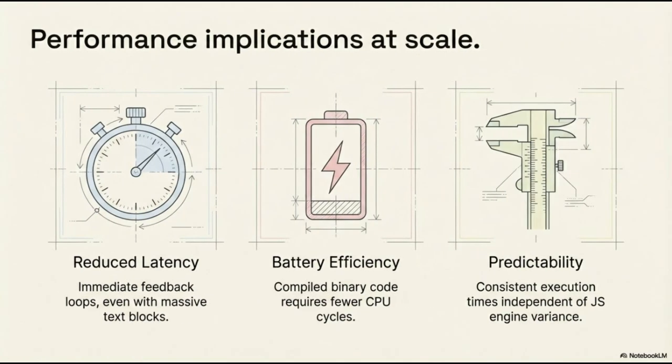When addressing performance implications at scale, we focus on three core areas: reduced latency, battery efficiency, and predictability. First, by prioritizing reduced latency, we ensure immediate feedback loops for the user, maintaining high responsiveness even when dealing with massive text blocks. Second, battery efficiency is optimized through the use of compiled binary code, which performs tasks using significantly fewer CPU cycles. Finally, we provide predictability by ensuring consistent execution times that remain independent of JavaScript engine variants. Together, these factors deliver a high-performance, reliable experience for users at any scale.